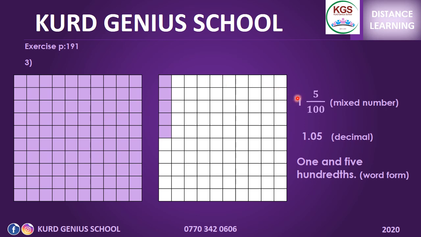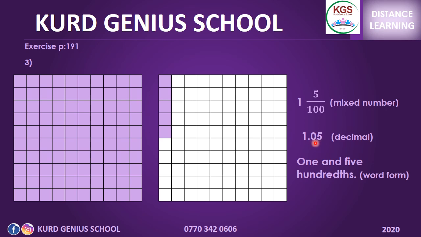In the whole number part of the mixed number, we should write 1 since we have one whole square colored. What about the fractional part? We should write 5 over 100 because we have only 5 smaller squares colored out of 100 smaller squares, and that's why we wrote 5 over 100, and the number is read as 1 and 5 hundredths. In the decimal form, the same thing. We have 1 in the whole number part and 0.05 in the fractional part.